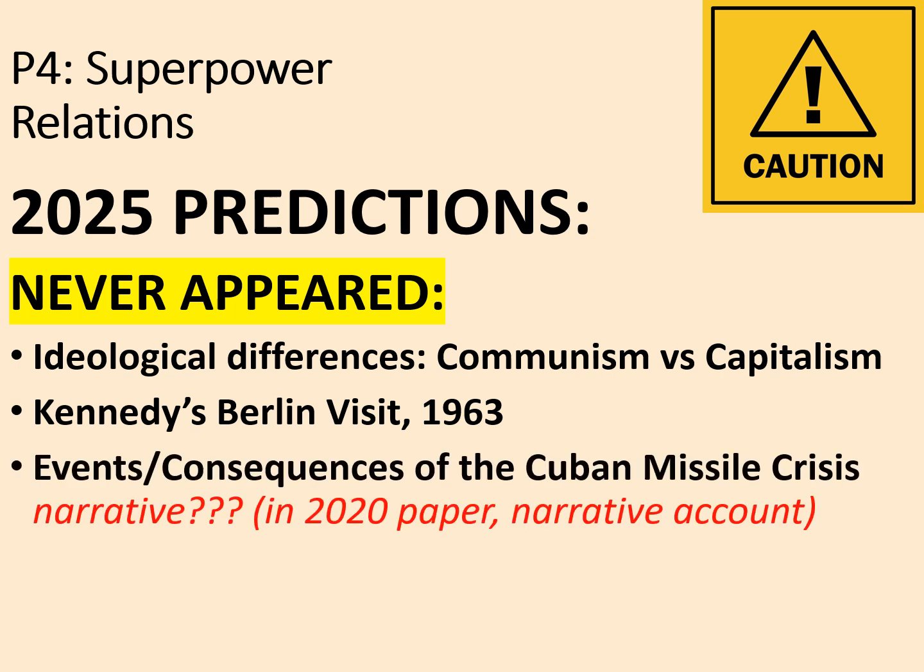Now this is the big one, I think. The events and consequences of the Cuban Missile Crisis. Now that did come up as a narrative account in the 2020 paper, but bear in mind that very few people did that paper, and this is an ideal one for looking at narrative accounts, both in terms of the events of the Cuban Missile Crisis, but also the agreements and the consequences of the Cuban Missile Crisis. So it could well be a consequences question or a narrative account question. If you're not really hot on this, this would be one of the ones I'd really suggest you look at.